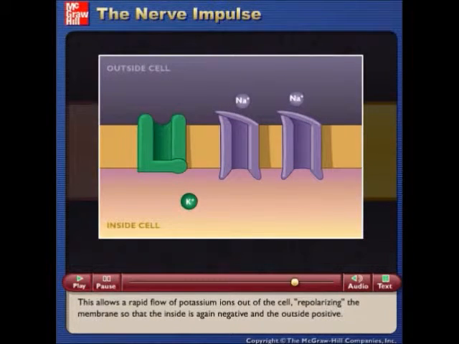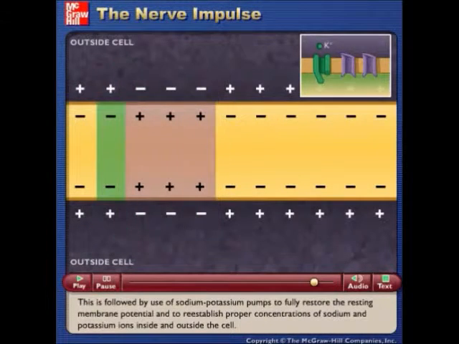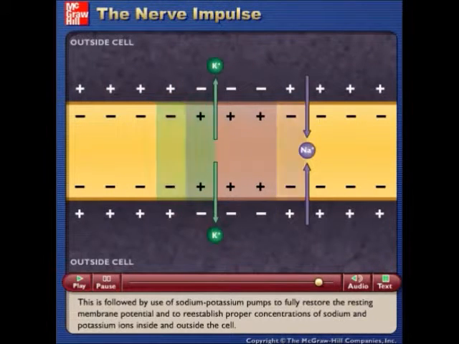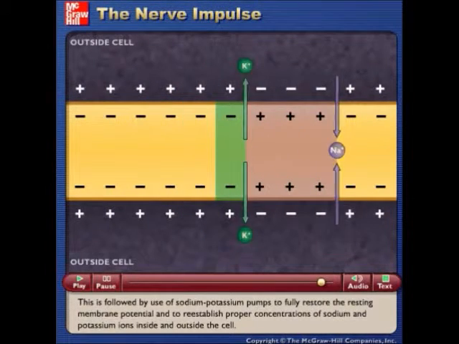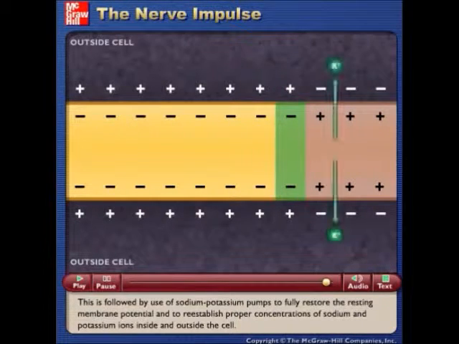This allows a rapid flow of potassium ions out of the cell, repolarizing the membrane so that the inside is again negative and the outside positive. This is followed by use of sodium-potassium pumps to fully restore the resting membrane potential and to reestablish proper concentrations of sodium and potassium ions inside and outside the cell.